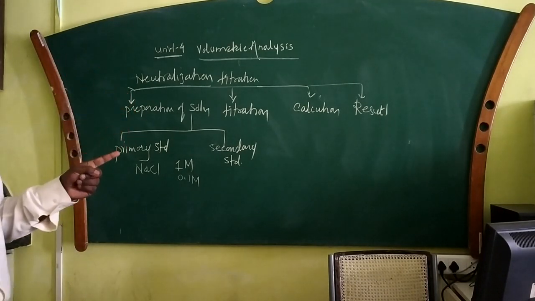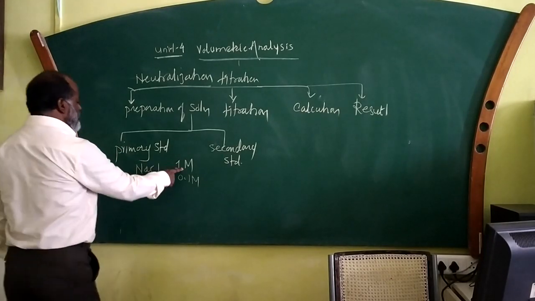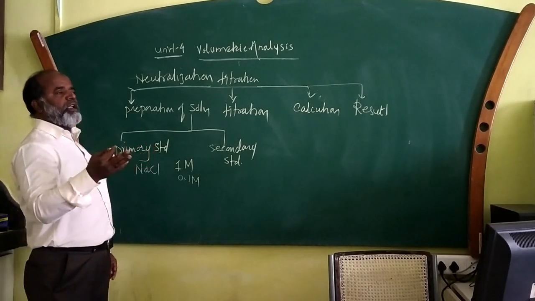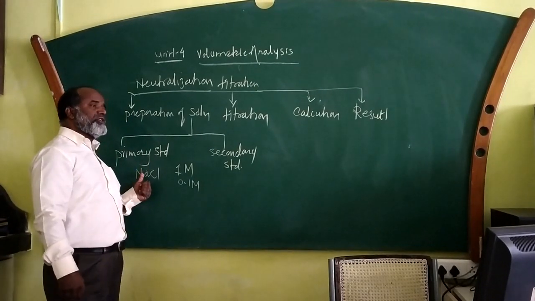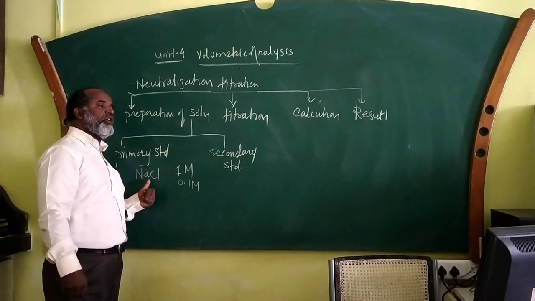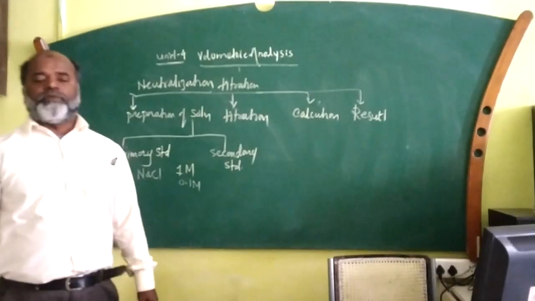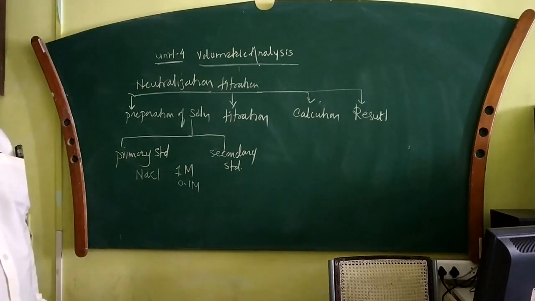Means the substance whose exact concentration of the solution can be prepared. Exact concentration. 1 molar means take 50 gram. मतलब 1 molar, it will not be 0.8 molar, 0.9 molar. It will be exactly 1 molar. So such substance whose exact weight or exact concentration of the solution can be obtained, can be prepared, that type of substance are called as primary standard. उसको हम primary standard कहते हैं.